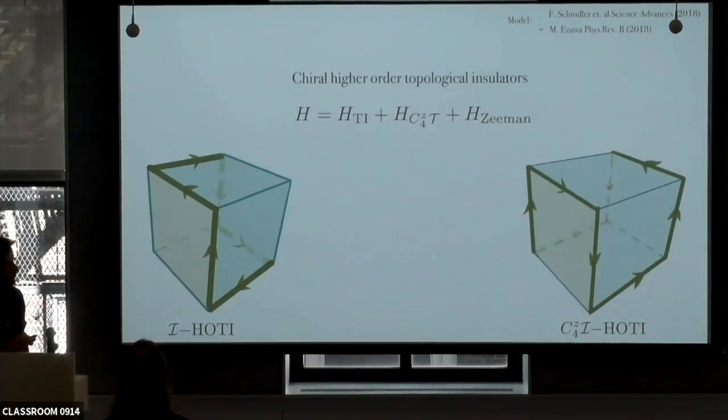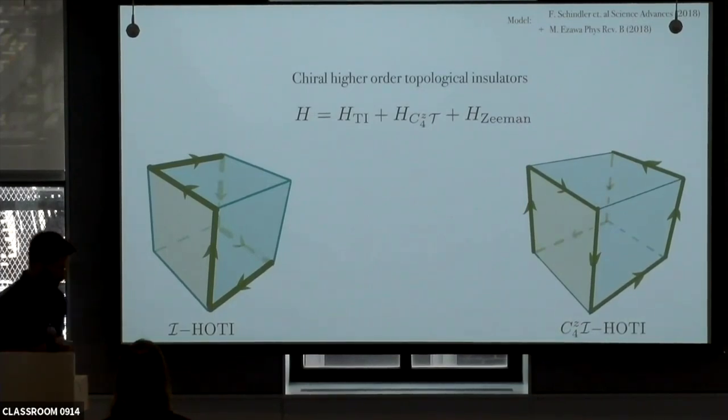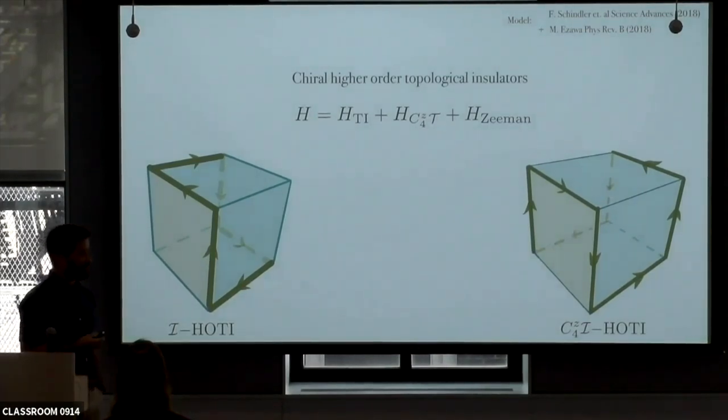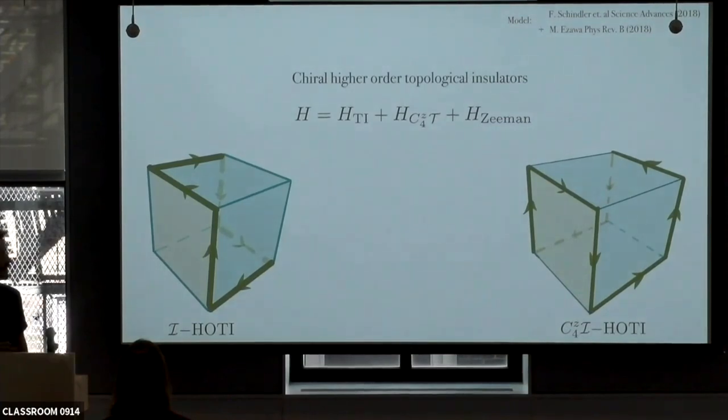So it will break time-reversal symmetry but preserve inversion. And the term that preserves C4Z rotations combined with time reversal, but not these symmetries independently. So by modulating the parameters of this model, you can go from a TI to 3D states that have chiral hinge modes in different hinges depending on the parameters.